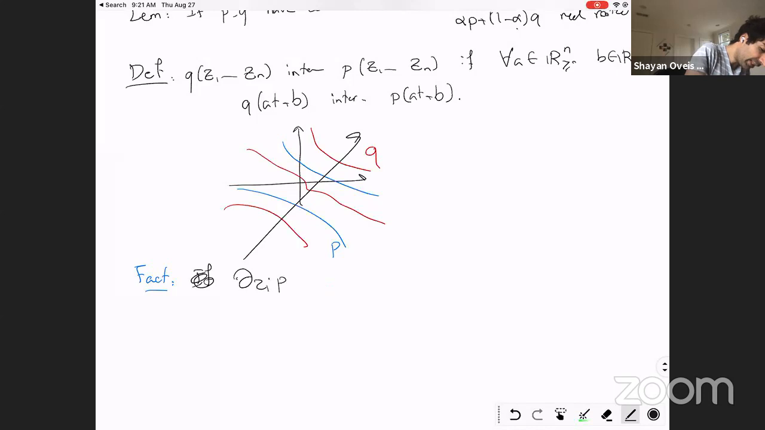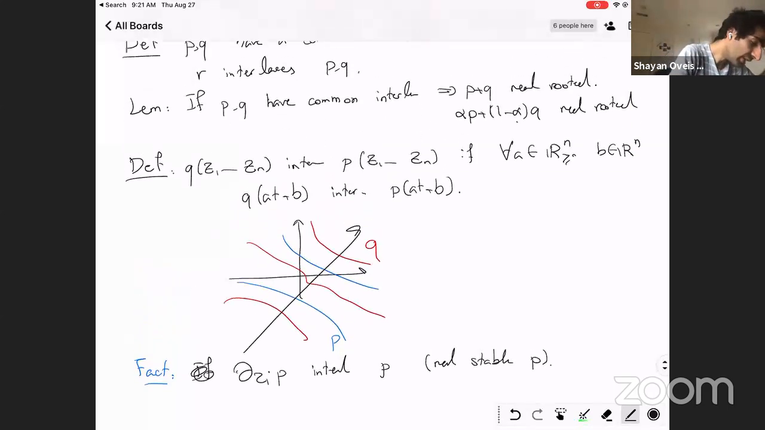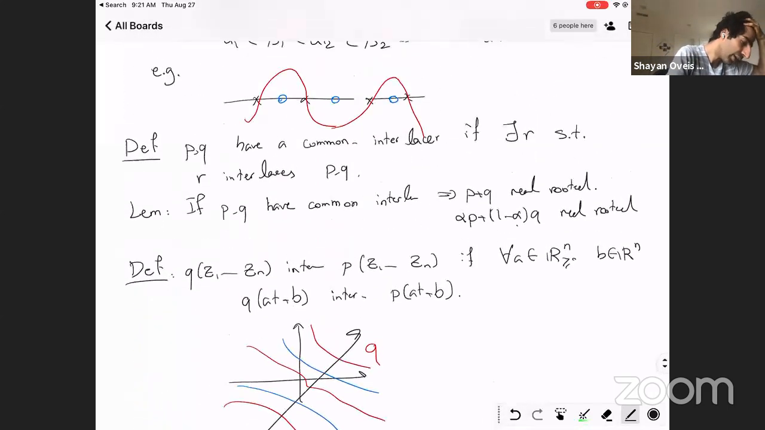Partial Zi of P interlaces P, for a real stable polynomial. Okay, so now we're going back to our original question.